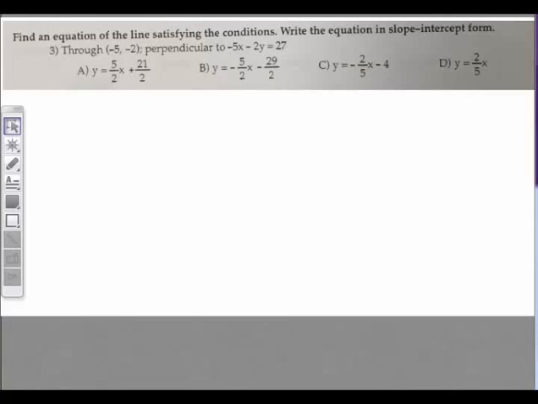Okay, find an equation of the line satisfying the conditions. Write the equation in slope-intercept form. That is going through point (-5, -2) and is perpendicular to this given line. So we have a reference line and a point. We want to write the equation of the line here.